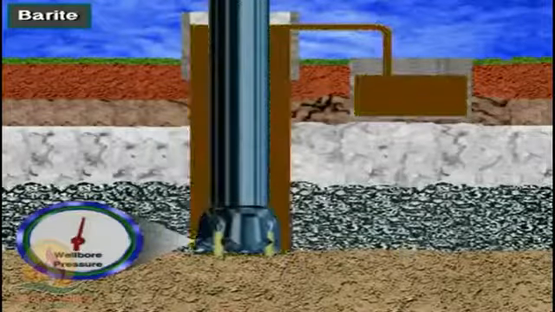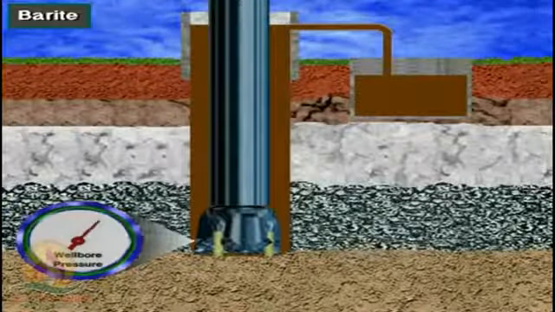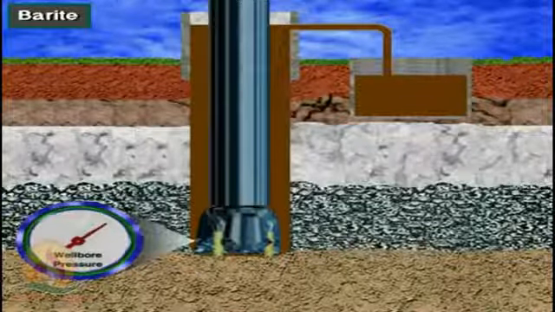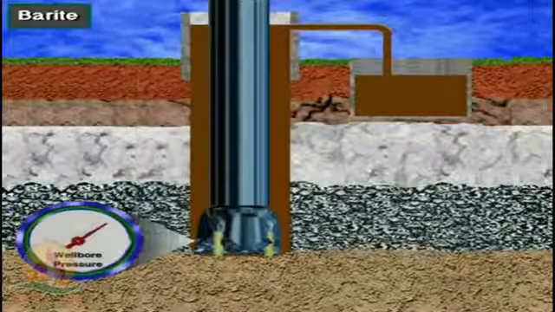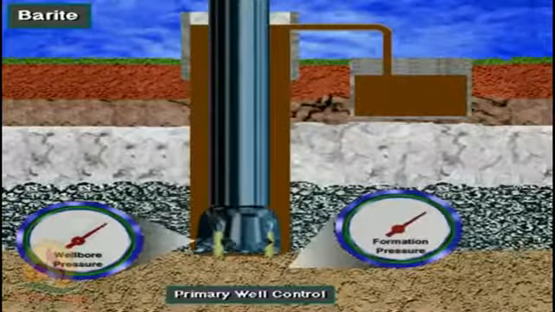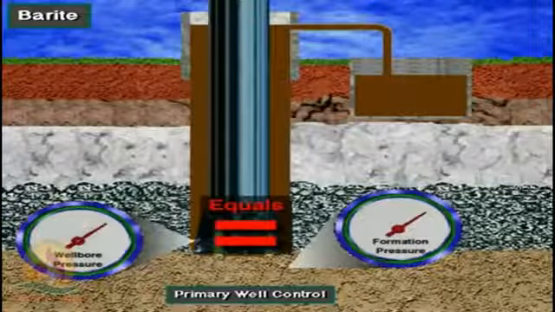Dense mud exerts more pressure than light mud. Weighted mud controls formation pressure. This is called primary well control.